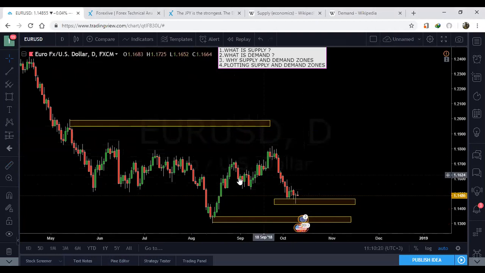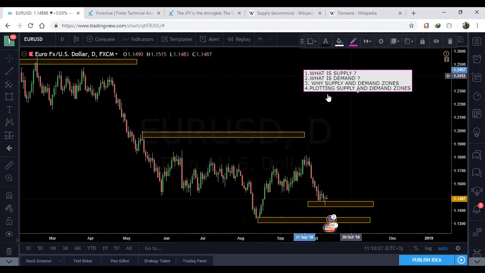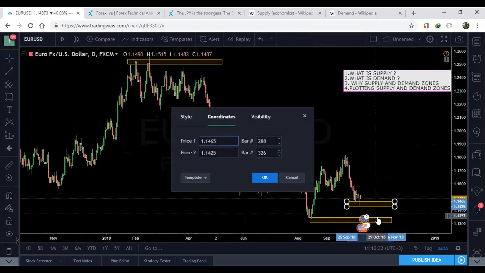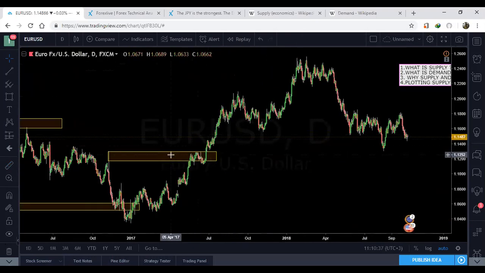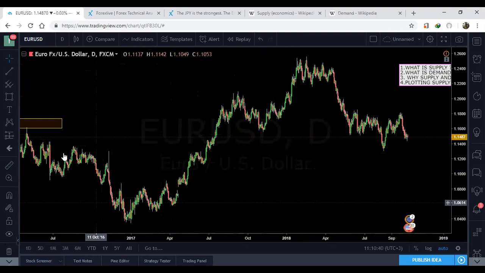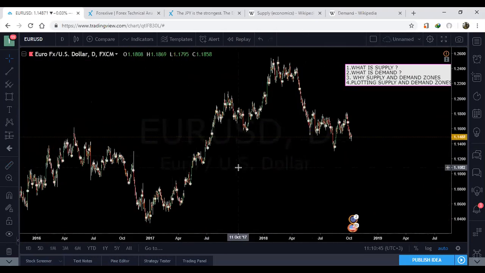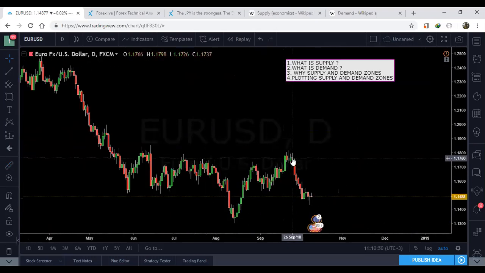So now we want to see how we plot the supply and demand zones in our charts. How do we plot them and use them in our trading? See, if you're an intraday trader, as I am an intraday trader, I trade every day. Not every day I get a good setup, but I look at my charts every day. If a potential setup reveals itself, I trade it with no fear.